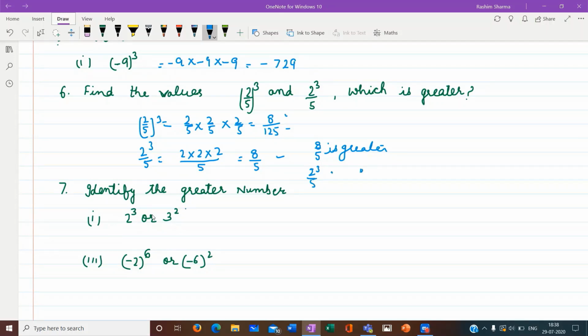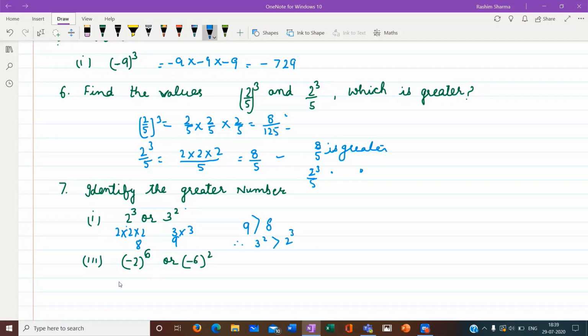Alright. The seventh question is identify the greater number. So here we have to find 2 cube. 2 cube means 2 raised to power 3, that is 2 into 2 into 2. Here 3 square means 3 into 3. Now we know 8 and here we get 9. Now we know which one is greater. 9 is greater than 8. Therefore 3 square is greater than 2 cube.